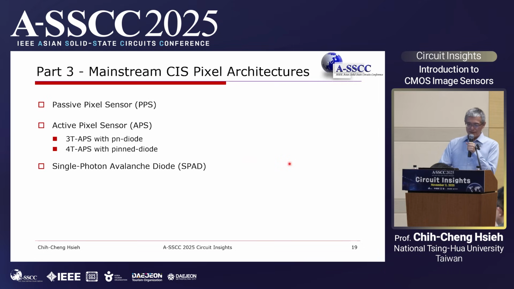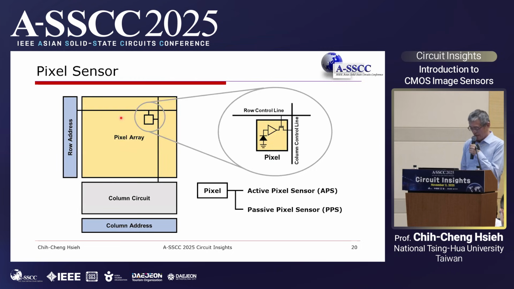Okay, then we go to part 3. I would like to introduce some mainstream CMOS pixels, including the passive pixel sensor and the active pixel sensor, and finally the SPAD. The passive pixel sensor, okay, let's go.